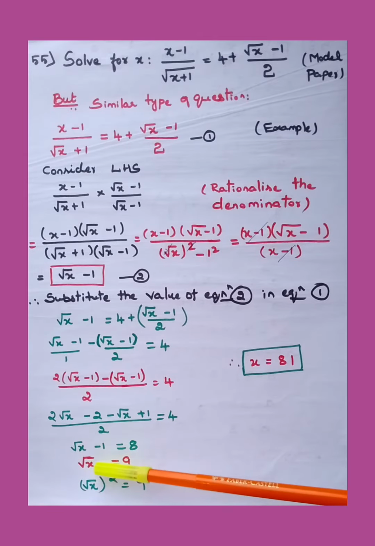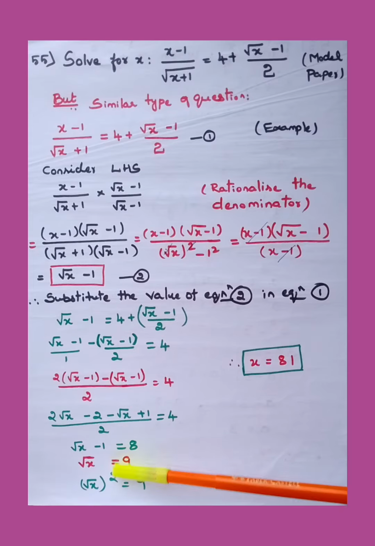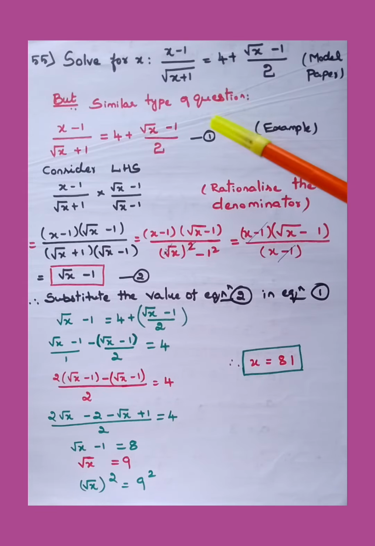Now we got something like this value. To simplify this further, square on both the sides. You get root x whole square, which is equal to 9 whole square. And the square root and square get cancelled. And 9 square value is 81. Therefore, x value is 81. So this is for the sample question or example question I have considered similar to this model question paper.